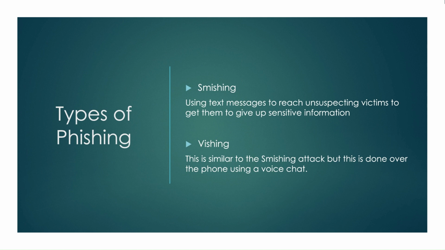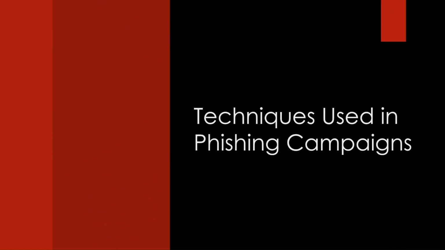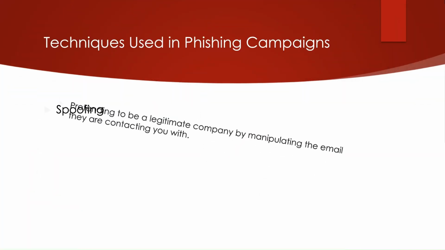Vishing is the use of a voice call or a telephone call to try to get information that they should not have access to. Now, what are some techniques that we can come across when we're talking about phishing? There's many techniques that attackers may use. Some being spoofing, typo squatting, social engineering, just to name a few, but we're going to go over all of these in the next couple minutes.